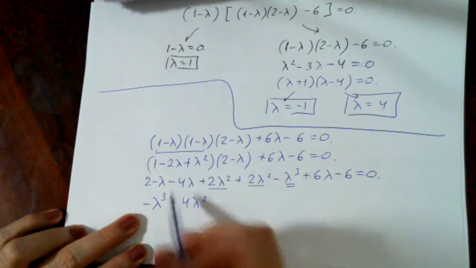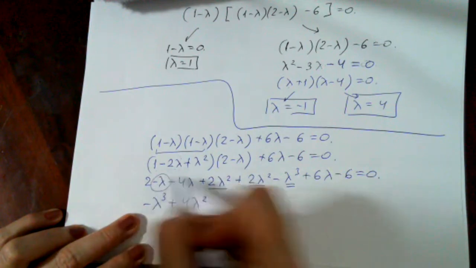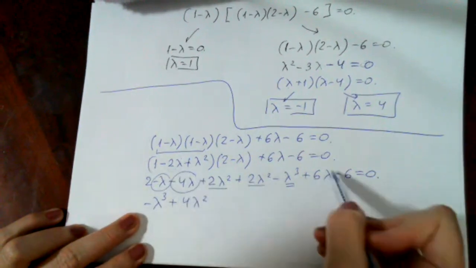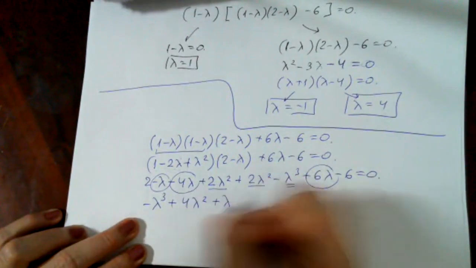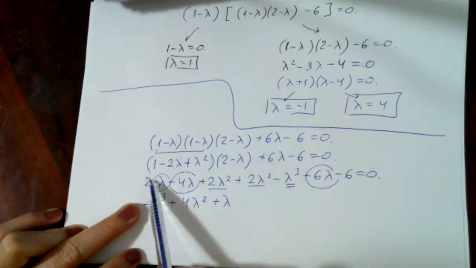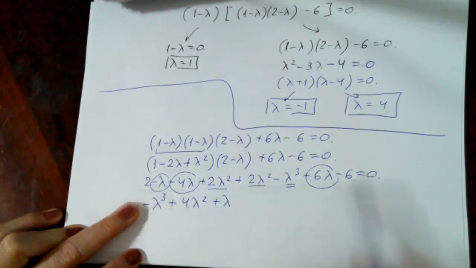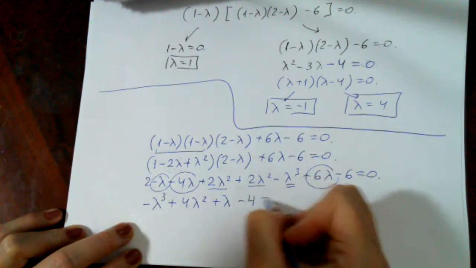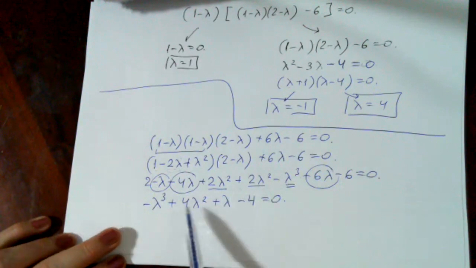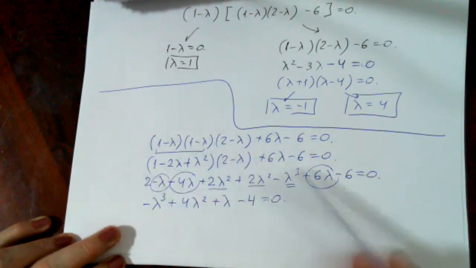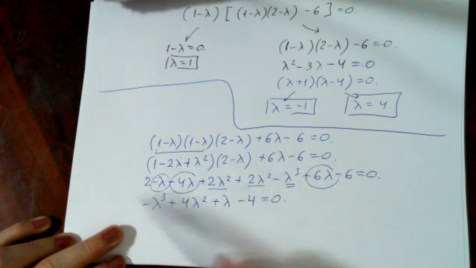Then the next terms are lambdas: minus 4 lambda plus 6 lambda. How much? It will be plus lambda. And finally, numerical terms, 2 minus 6 will be minus 4. Okay, so you got a cubic equation. It has taken you longer, but nevertheless, it still looks possible to solve it.